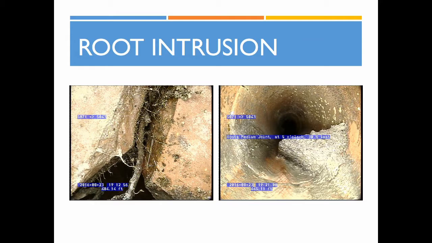These pictures show cases of root intrusion. Roots can work their way in between joints and cracks in the sewer pipes. Not only does this mean that our wastewater can now leak out of the sewer system through such widened joints or cracks, it also provides a catch point for debris to build up.